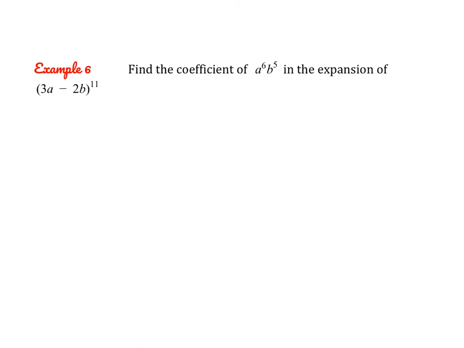So it's worded a little bit differently, but we're going to use the same formula. So find the coefficient of a to the 6th, b to the 5th in the expansion of this. So I can see that in the binomial, our x value is 3a, and our y value is negative 2b. I can see that n is 11, which I can see here, or I can add up these two, and it's equal to 11. And then remember, this is our r value. It's y to the power of r. So this is our r value. The r value is 5.